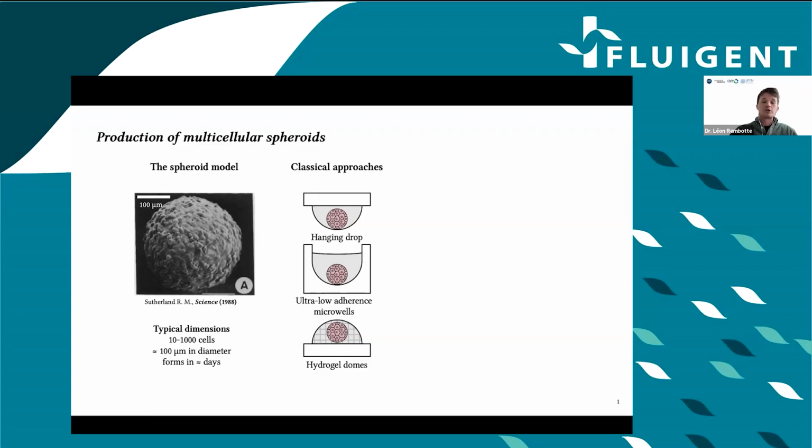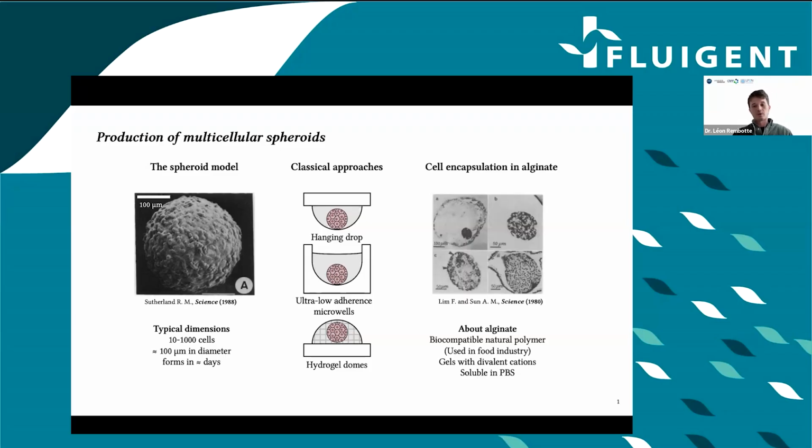There have been evolutions to this technique that allow forming cell spheroids inside microwells with low adherence surface. But more importantly, in recent years, there have been many developments in encapsulating cells inside hydrogels, whose purpose is to recapitulate the properties of the extracellular matrix in the body and to allow for the production of spheroids closer to physiological conditions. In particular, one hydrogel that has been widely used is alginate.